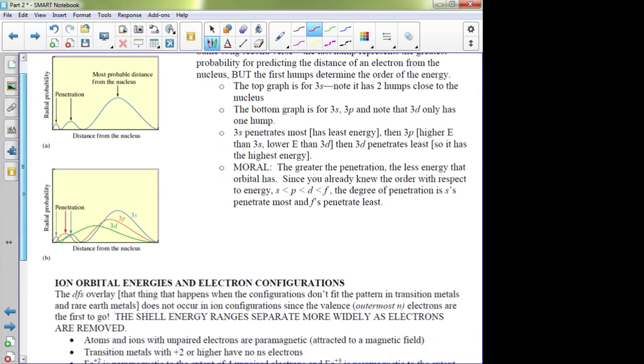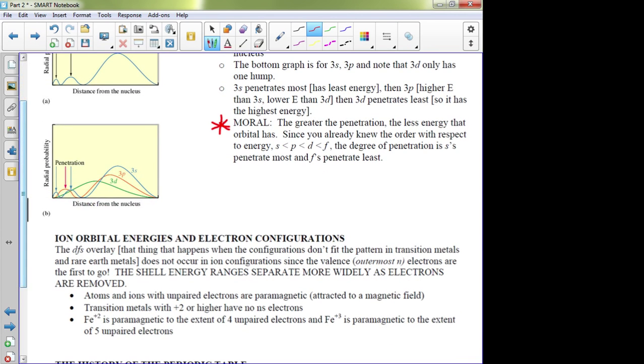So, the moral of the story here, what you need to get from all of this: the greater the penetration, the less energy that an orbital has. That's how they came up with the energy orbitals. They looked at the electrons and asked, how often do the 2s electrons get pulled in close to the nucleus? How often do the 2p electrons get pulled into the nucleus? It happens more with 2s than it does with 2p, so 2s is lower in energy than 2p. Yes, that's how they decided the energy levels.